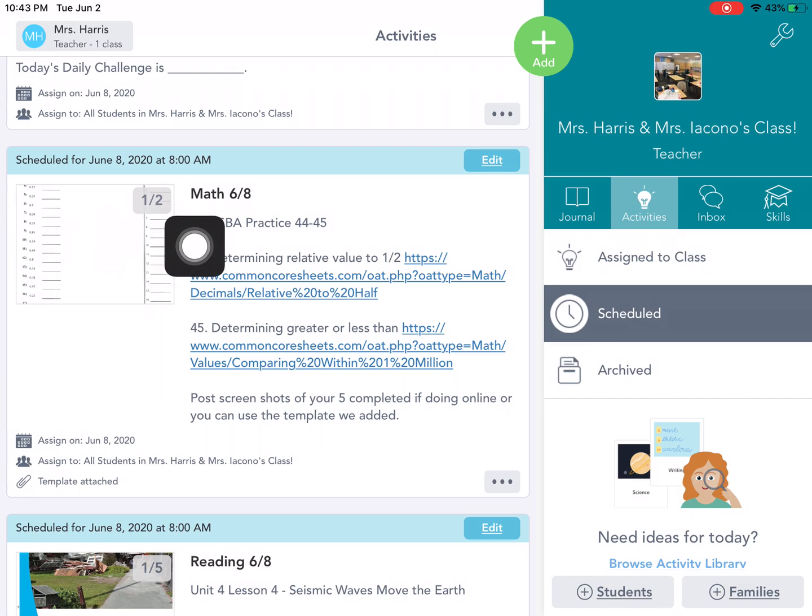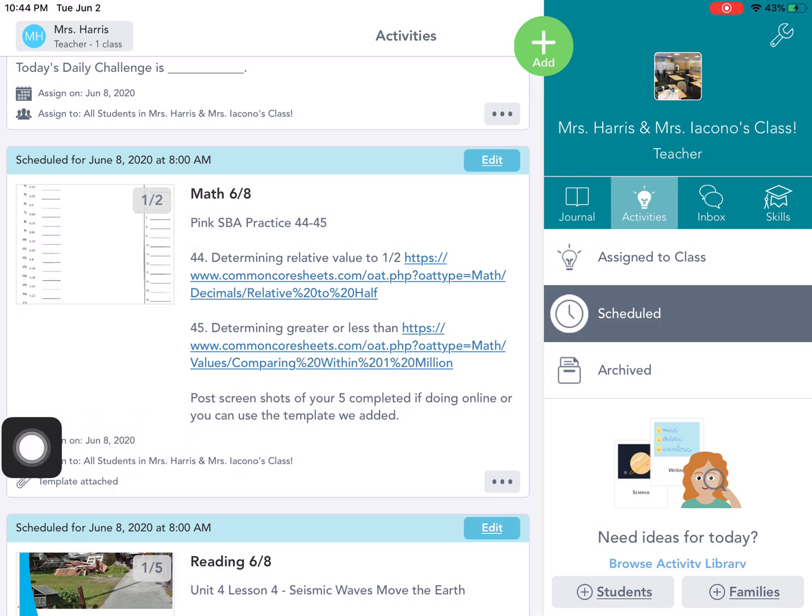This is math for June 8th. We are doing pink SBA Practice 44 and 45. Again, remember you only have to do 5 completed if you are doing them. Whether you do them online or on the template, you only need to do 5 because they're a little more difficult. Here we're on number 44, we're determining relative value to half. So determining how far it is from half. And then number 45 is determining greater or less than.